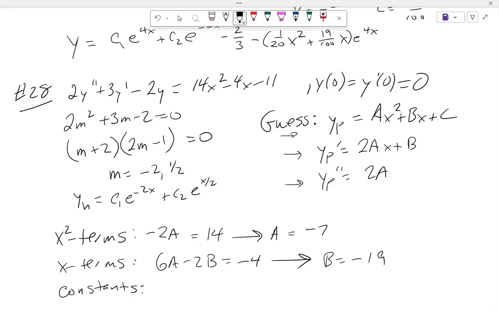What's the constant on the left-hand side? 4a plus 3b minus 2c. Good. And on the right-hand side, it's negative 11. Okay. Negative 28 minus 57 is what? Negative 65. Add to the other side, we get a positive 54. Divide by negative 2, I think I get negative 27. Of course, the way that today is going, I would not quote me on that.